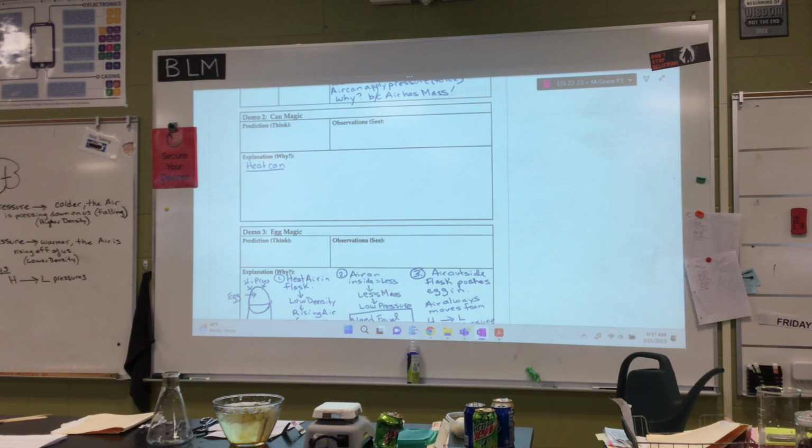All right. When we heat the can, what happens to the air molecules inside the can? They get moving real fast. There you go. Air moves fast in can.